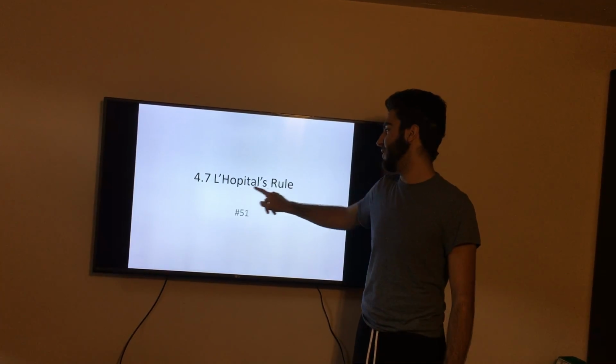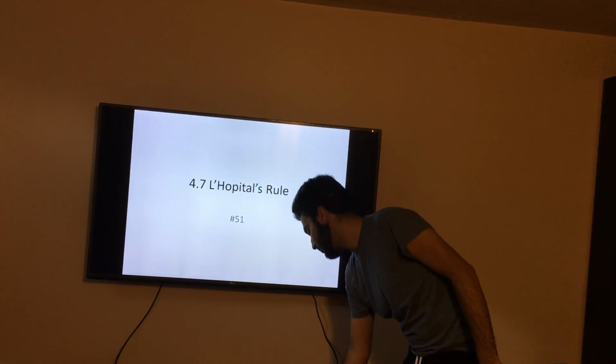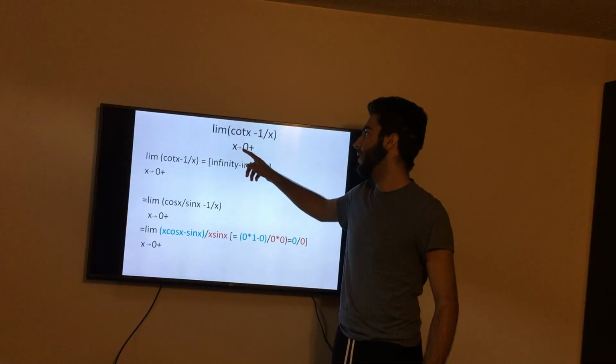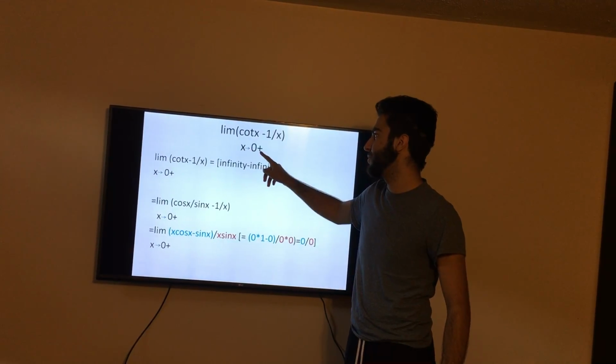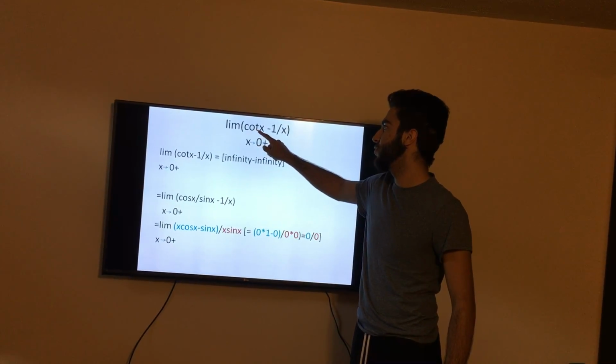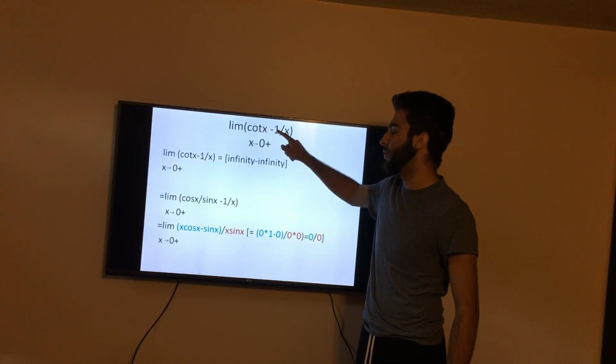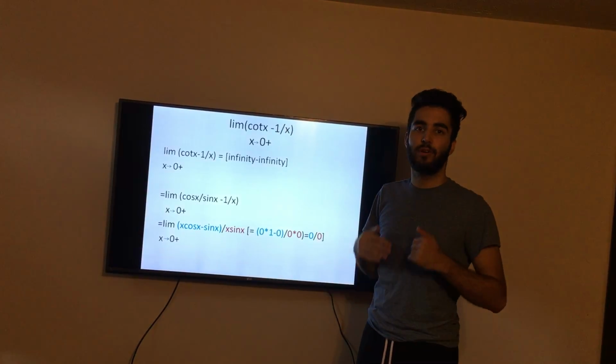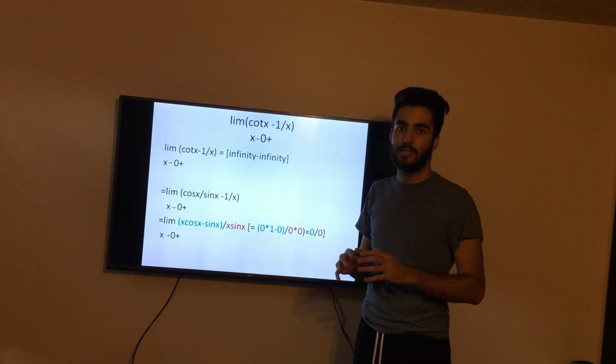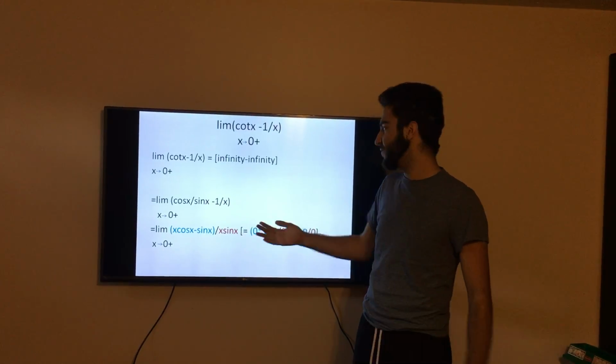Going to do is 4.7 L'Hopital rule, and the question number is 51. So the question basically says, as x goes to 0 from the positive side, what does cotan x minus 1 divided by x equal to? If you want to use the L'Hopital rule, we have to see if it's in an indeterminate form. So let's first check that out.